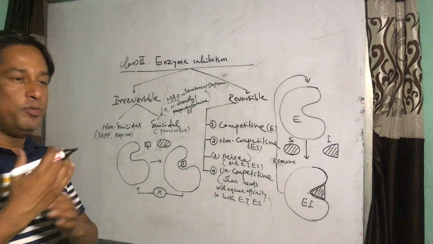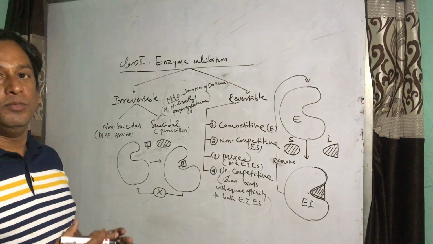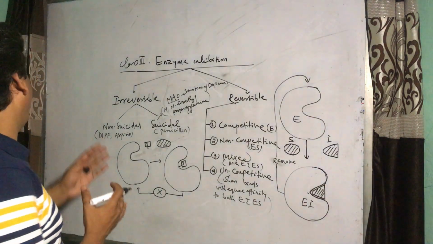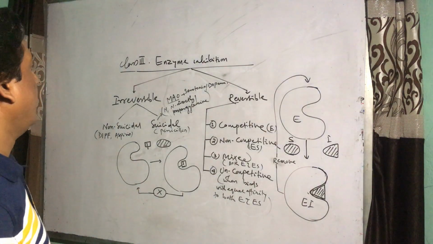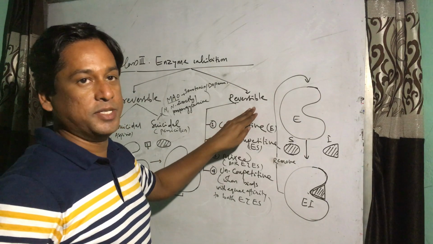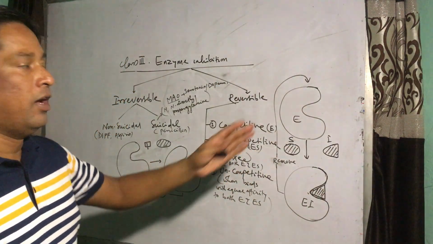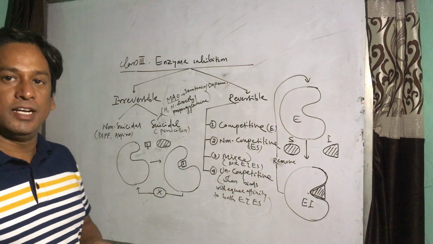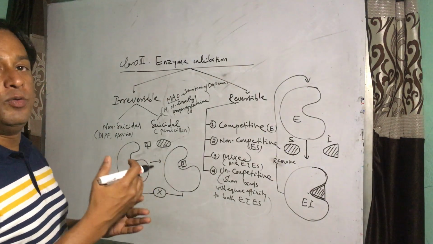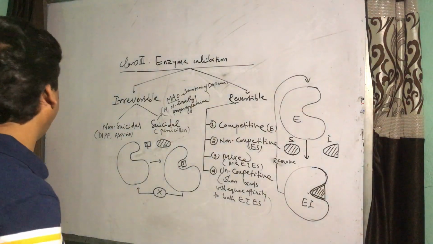So we cannot remove the inhibitor from the enzyme, and hence the enzyme which is inhibited by an irreversible inhibitor is no more useful. But in the case of reversible inhibition, the inhibitor can be removed from the enzyme by different processes such as dialysis, so that we can regain the activity of the enzyme.